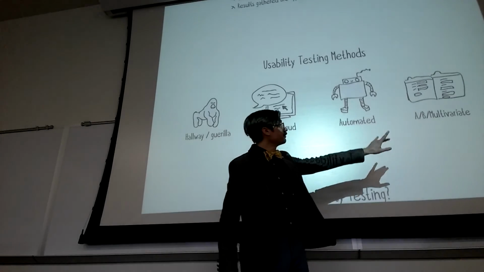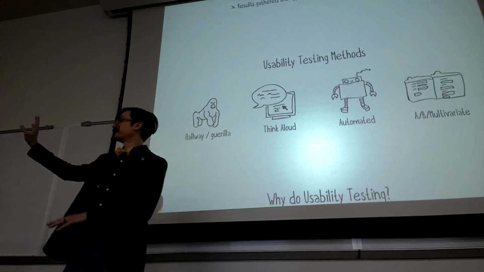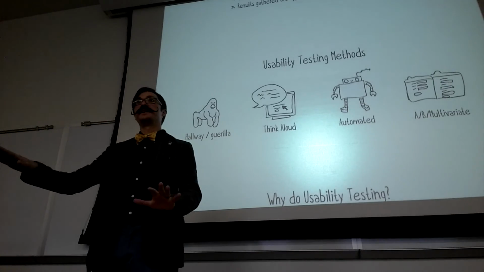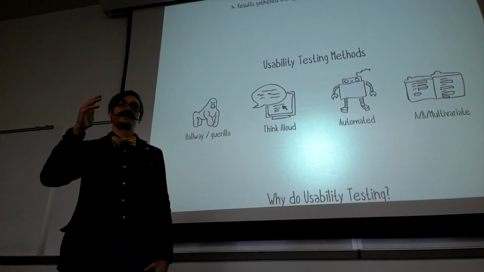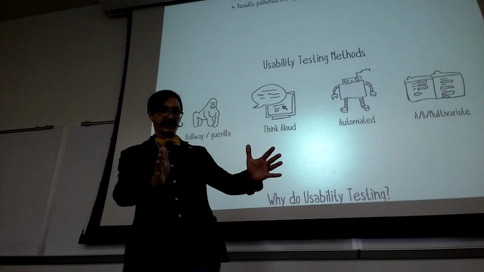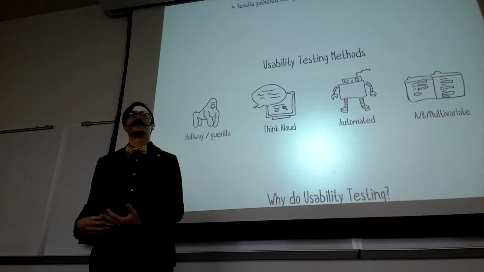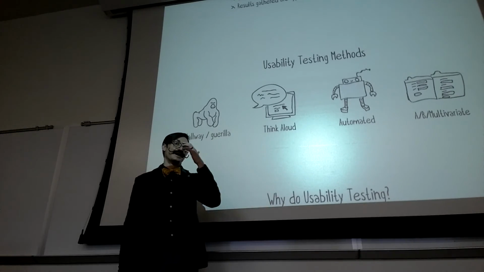And then A/B multivariate. So I could have prototypes of different designs. Maybe I don't know what the better way to do it is. I've got an A and a B, and I can actually do that with Rob and say, okay, here's option 1, here's option 2, and see which one he connects with more, which one he understands better. And that can actually be a great way to solve arguments, right?